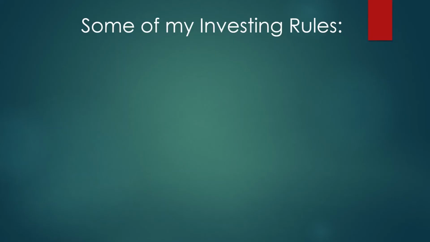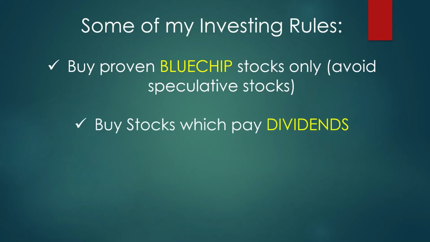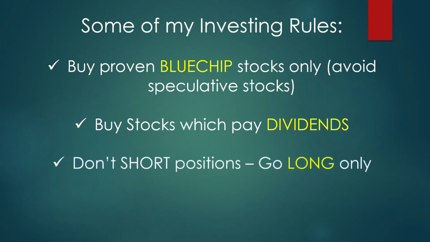Here are some of my investing rules. Buy proven blue chip stocks only, avoid speculative stocks. This ensures the probability that the company whose shares you're buying has had a good track record and more likely potential of future growth. Buy stocks which pay dividends. Do a quick search of the stock before buying to ensure it recently paid a dividend or is about to. This is a good indicator that the company has future potential of growth. If the company recently stopped paying dividends, it may be a sign that their growth potential may be challenged.